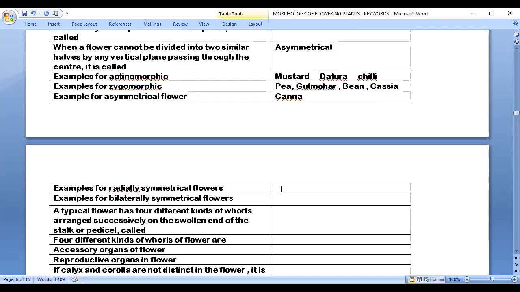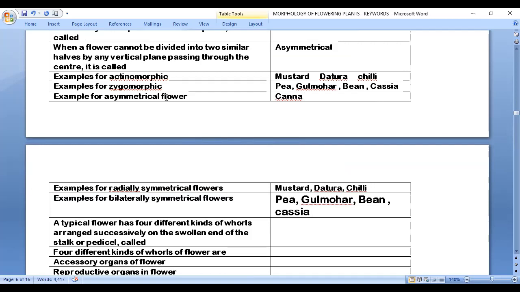Examples for radially symmetrical flowers, nothing but actinomorphic: mustard, datura, and chili. Examples for bilaterally symmetrical flowers: pea, gulmohar, bean, cassia.